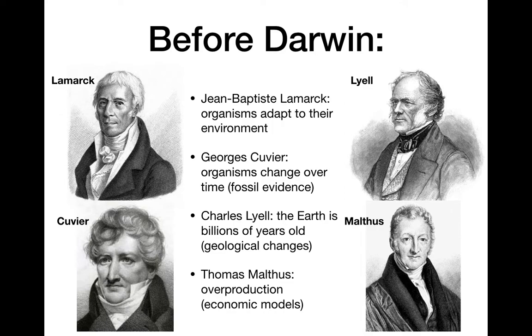And the last one is Thomas Malthus, a very famous English economist, and he had the idea of overproduction: the idea that there are too many individuals than can survive.